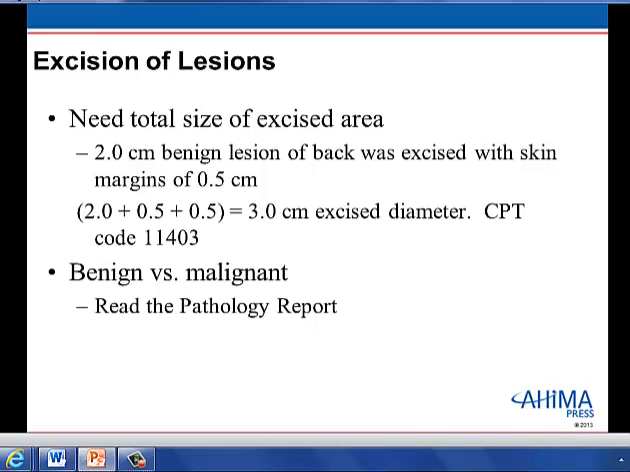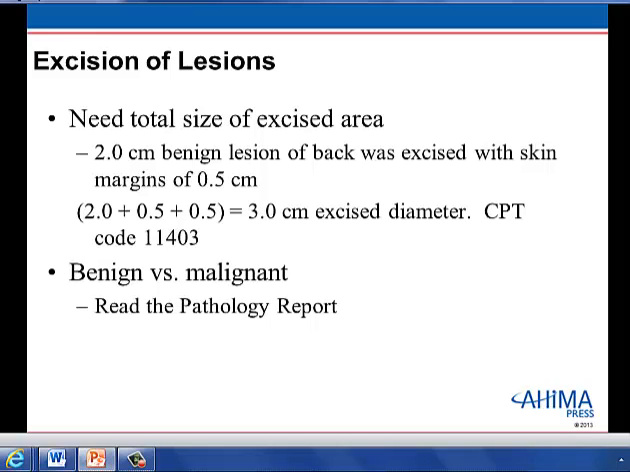With reference to the lesion, a coder must note the total size of the excised area. A physician may take some normal-looking skin around the growth involved. Removal of the normal-looking skin is known as taking margins. This is done to be sure that no cancer cells are left behind.